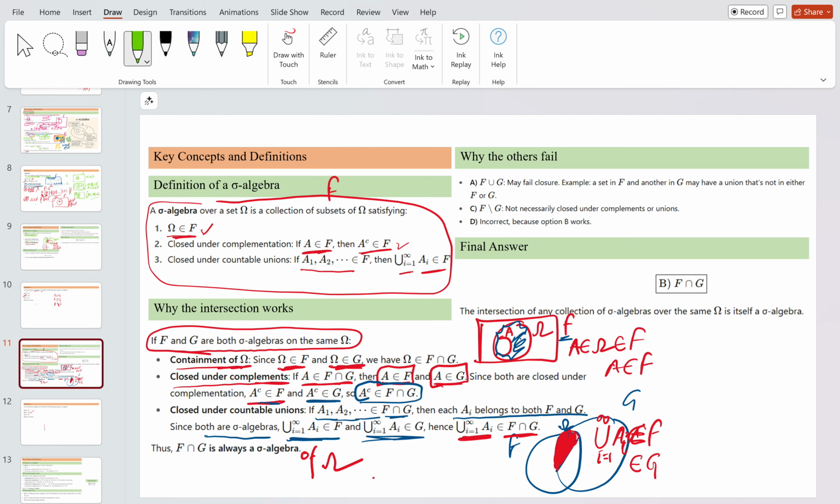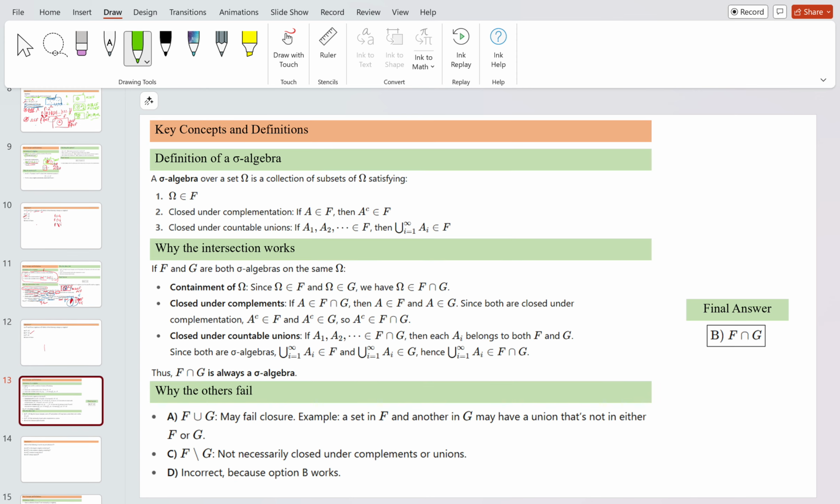Closed under countable union: if A1, A2, A3 and so on belong to F intersection G, then each Ai belongs to both F and G. Since both are sigma algebras, the union of Ai from i equal to 1 to infinity belongs to F, and similarly it belongs to G. So the union from 1 to infinity belongs to F intersection G. So if F and G are sigma algebras, then F intersection G is also a sigma algebra.